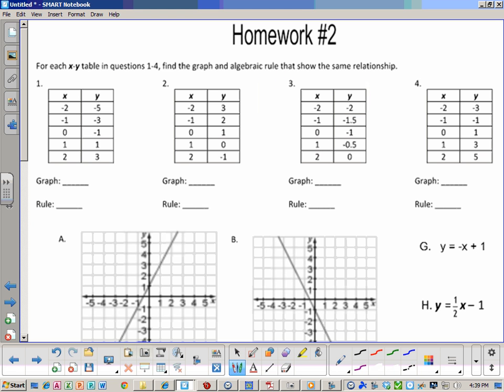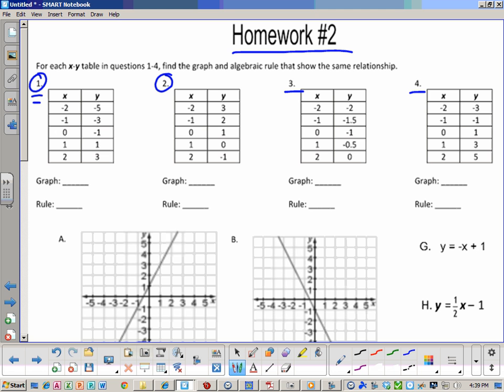We're going to talk about homework number 2: how to find a graph and an algebraic rule that will show the same relationship. Well, let's look at number 1. I'm going to show you number 1. Let's go ahead and show you number 2. But you're going to do number 3 and number 4 yourselves, all right? That's pretty easy still.